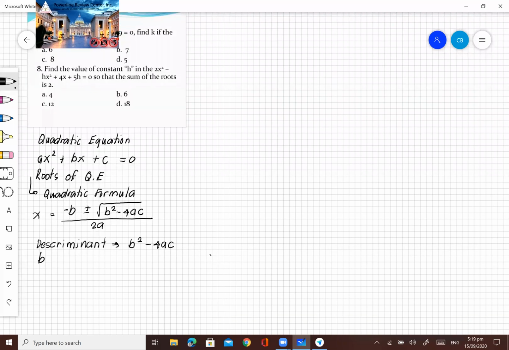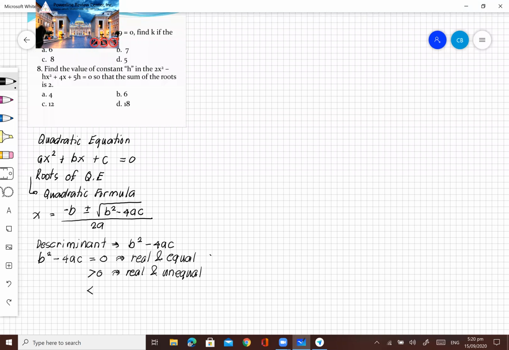If b squared minus 4ac is equal to 0, what kind of roots do we have? The roots are real and equal. If the discriminant is greater than 0, the roots we are expecting are real and unequal. Still real numbers but unequal in value.